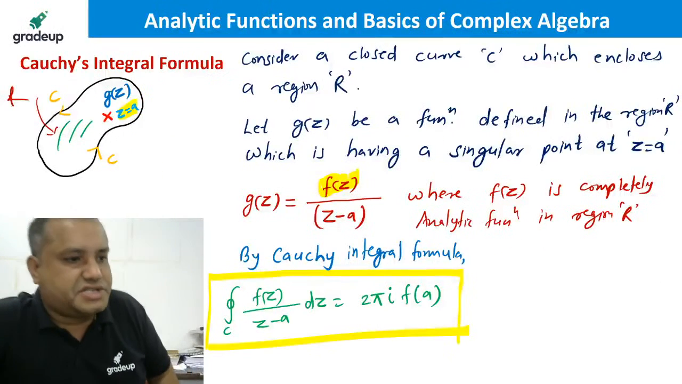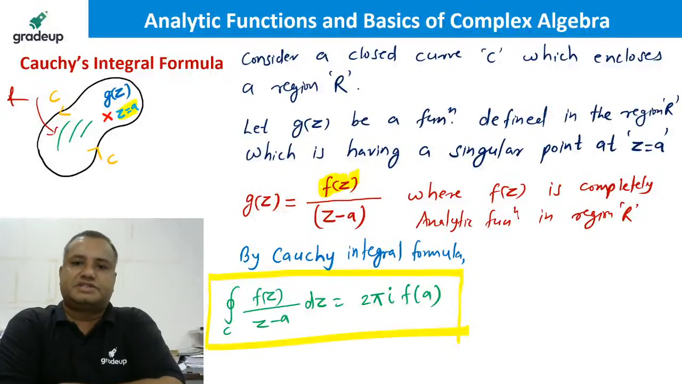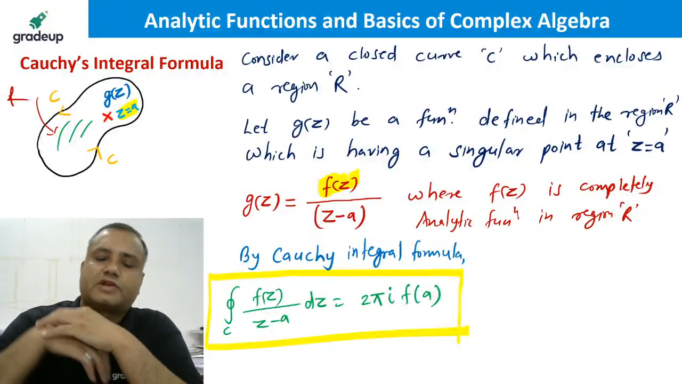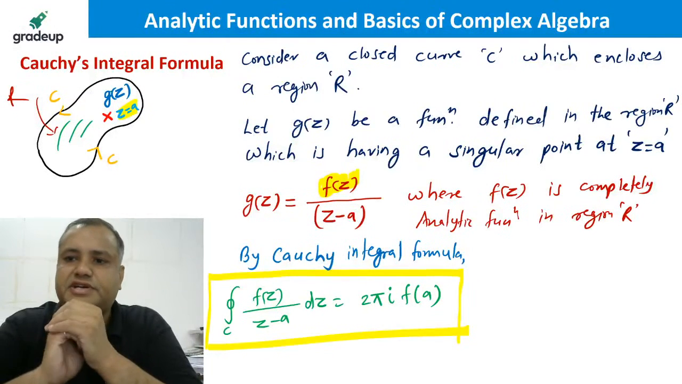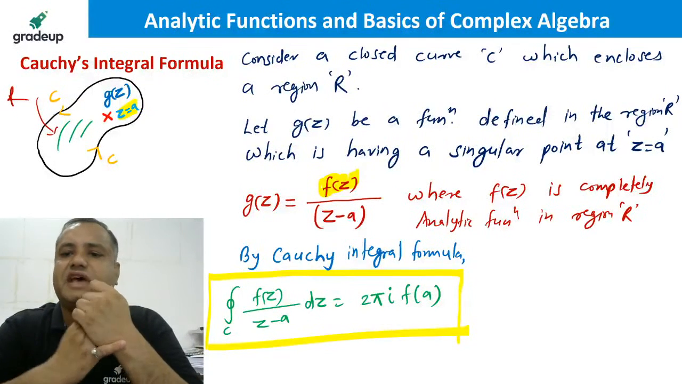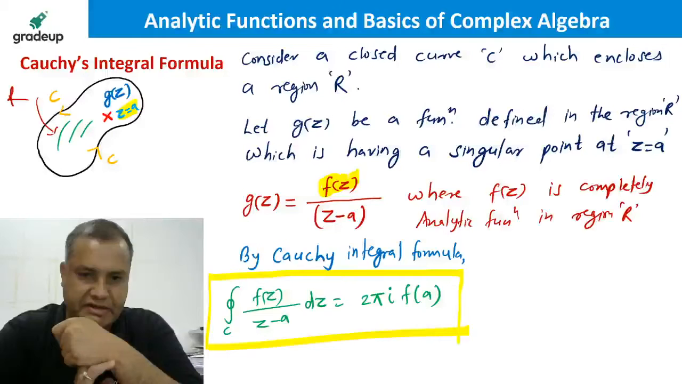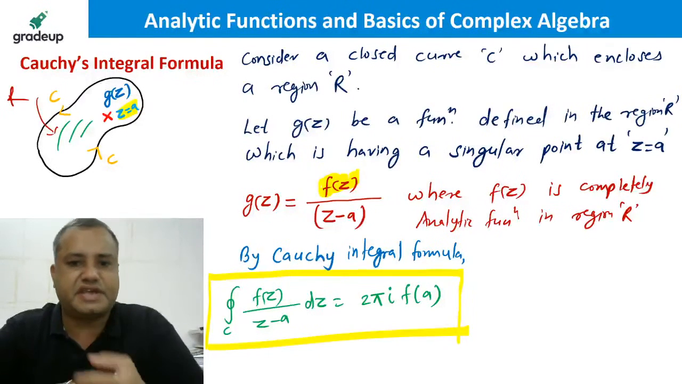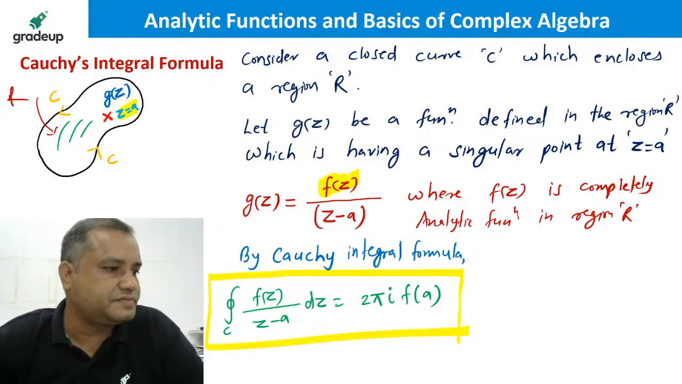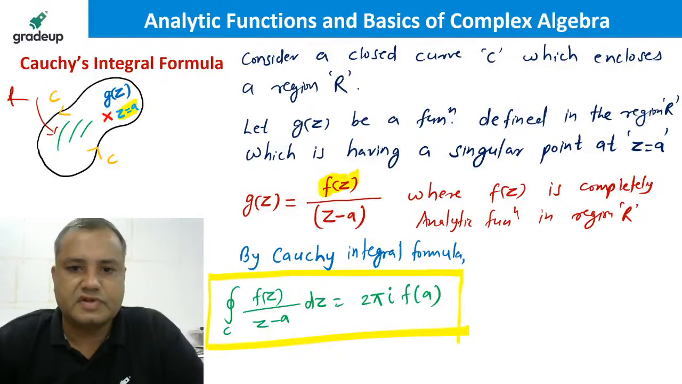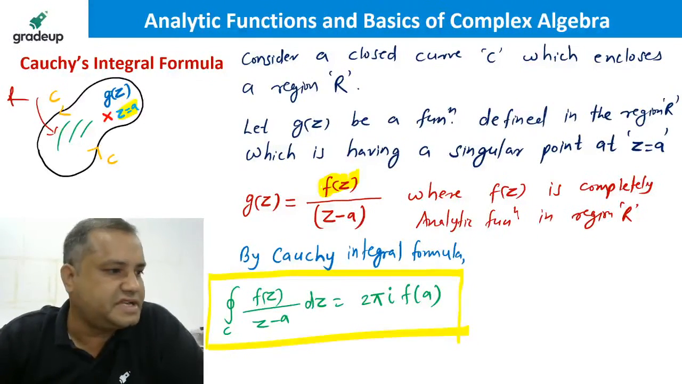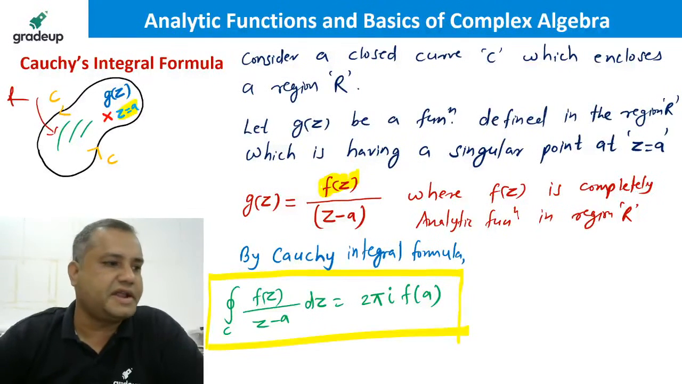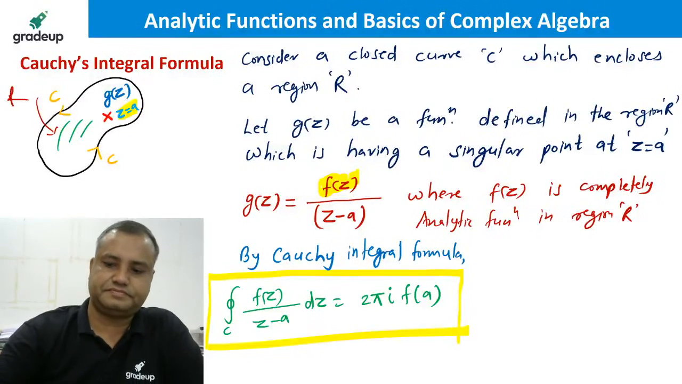That's what is being discussed here. Consider a closed curve C which encloses a region R. Let g of z be a function defined in the region R which is having a singular point at z equal to a. So in this case, g of z equal to f of z upon z minus a, where f of z is completely analytic function in the region R.